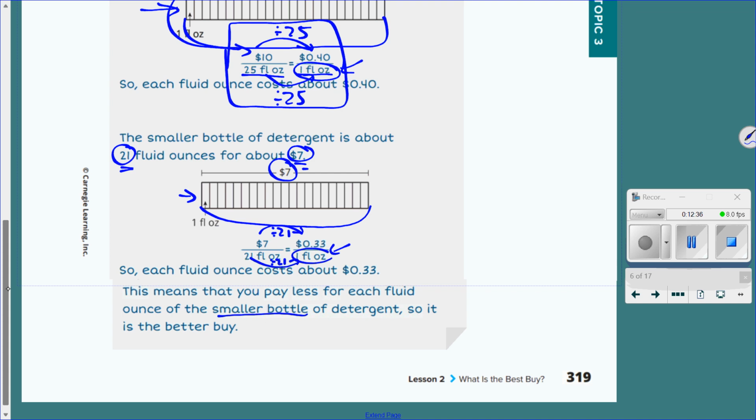Does everybody follow everything that we just did? You understand how to do the models? Because you'll be expected to do those on Thursday. You understand how to set up the proportions? Yes. You understand how to get it down to 1? Okay? Any questions on that page before we go to the next one? Okay, let's go to our next page.